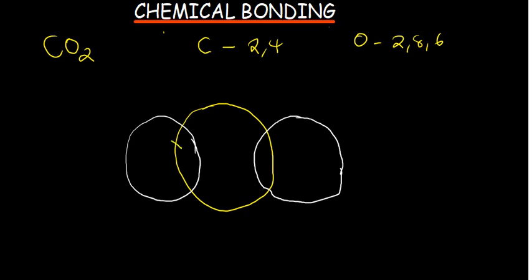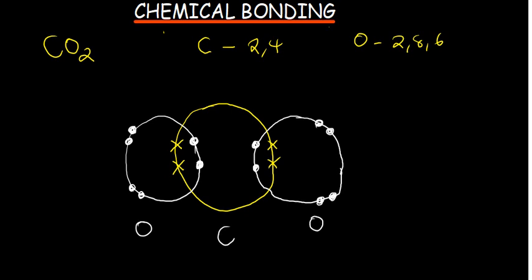The two I'm going to put here, and then the other two I'm going to put here. And then for the oxygens, they have got six. So from the six, two I'm going to put here, and then four have remained. The four which have remained, I'm going to put outside. And then same here, the two I'm going to put here. The four which have remained, I'm going to put outside, like that. So this is oxygen, this is oxygen, this is carbon.